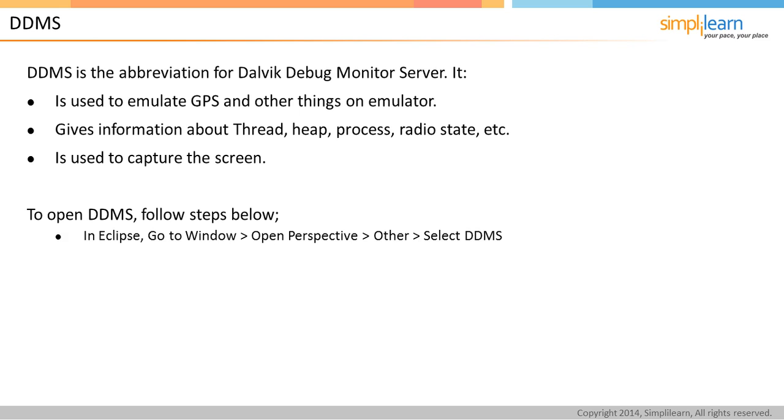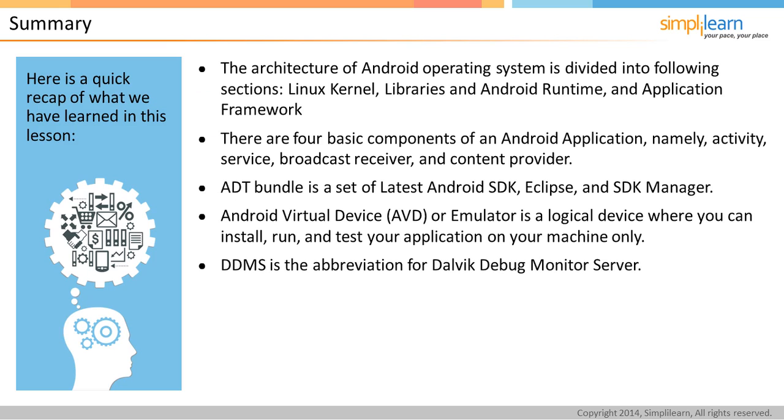Before we summarize, go through the quiz section to check your understanding of this lesson. Here is a quick recap of what we learned in this lesson. The architecture of Android operating system is divided into the following sections: Linux kernel, libraries and Android runtime, and application framework. There are 4 basic components of an Android application, namely activity, service, broadcast receiver, and content provider.